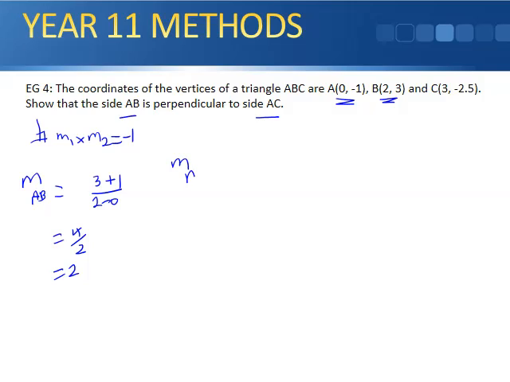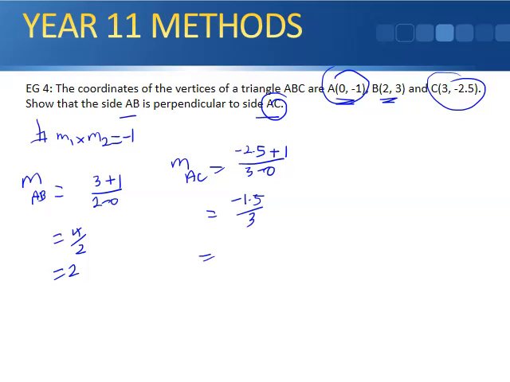Let's work out the gradient of AC, because that's the next line that we need. There's my C this time. So it's this one and that one. Negative 2.5 minus -1 becomes +1. 3 minus 0. Okay, which means it is negative 1.5 over 3. Negative 3 on 2 is 1.5. Now instead of divide by 3 on 1, we're times by a third. They cancel, which means it's -1/2.